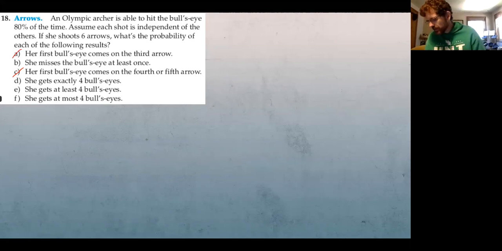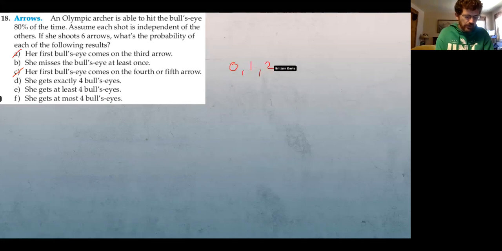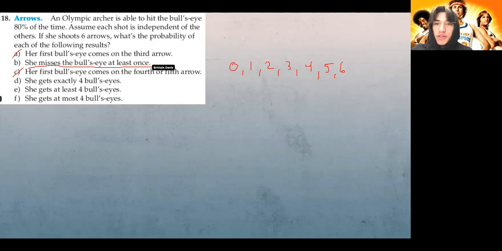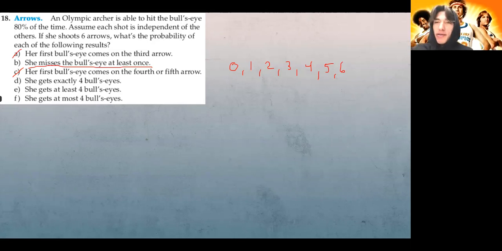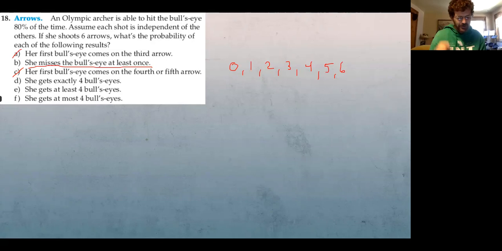So let me kind of guide thinking a little bit. When you go through 6 trials of shooting an arrow, you can make 0 bullseyes, 1, 2, 3, 4, 5, or 6. Which of these scenarios satisfy this condition? She misses the bullseye at least once. Normal CDF. We're not going to do normal. I mean, binomial, by whatever. You got it. Binomial CDF.